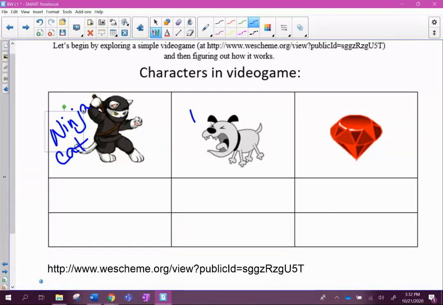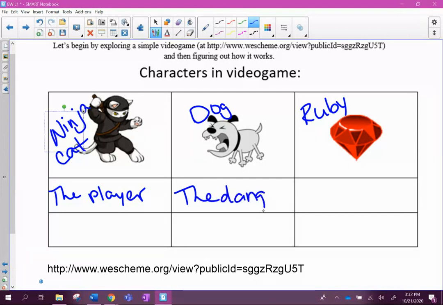We have the dog. And we have the ruby. So these were the 3 players in the game, essentially, or 3 components of the game. The NinjaCat was the one that I moved. So this would be called the player. Okay, that's the one that we can control. Then the dog, that's what we call the danger. And then the ruby was the target. Okay, so there's 3 components here. We have the player, the danger, and the target.